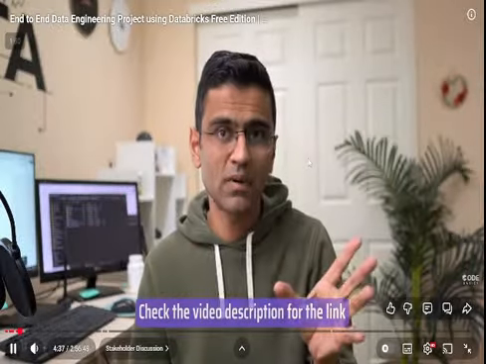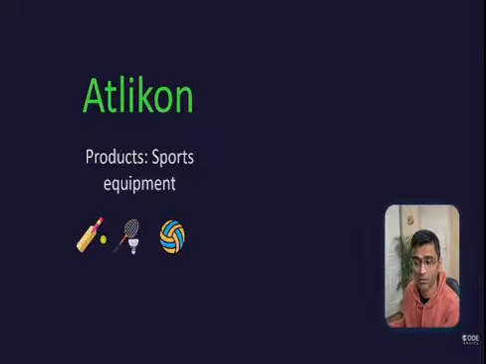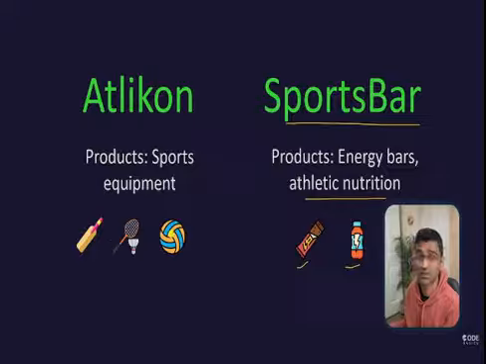We already saw in the problem statement that Atlicon is a manufacturer of sports equipment such as cricket bat, badminton racket, volleyball, and so on. And it's a big company which has acquired this small company called Sports Bar, which makes energy bar and athletic nutrition products such as this bar and sports drinks and so on.